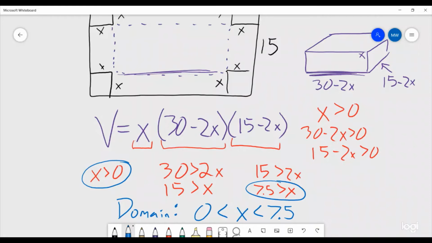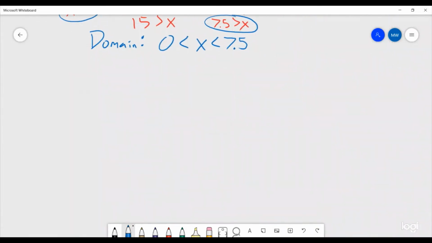Let's see. Let's quickly talk about asymptotes and holes of functions.